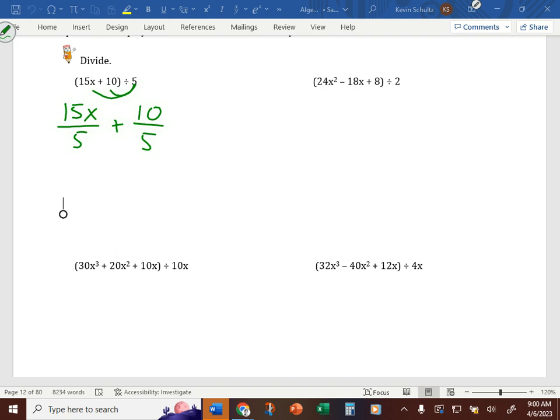What's 15x divided by 5? 3x. And what's 10 divided by 5? 2. So our answer is 3x plus 2. That easy?